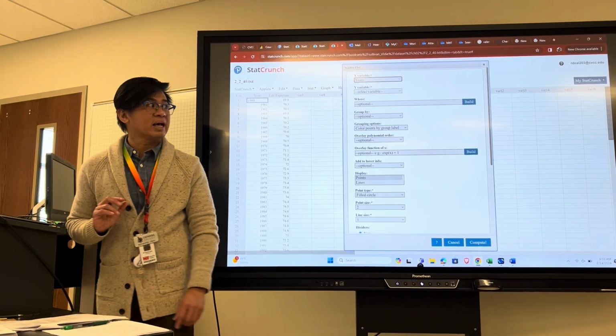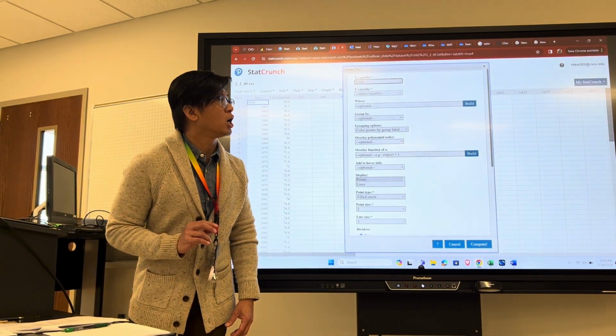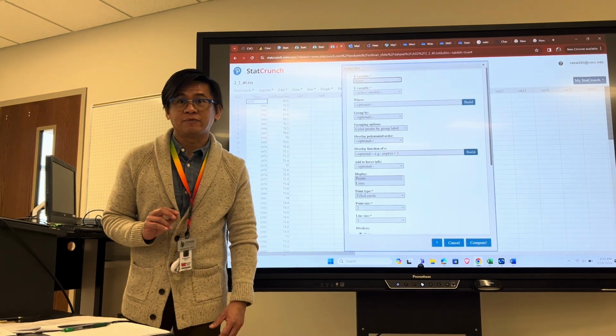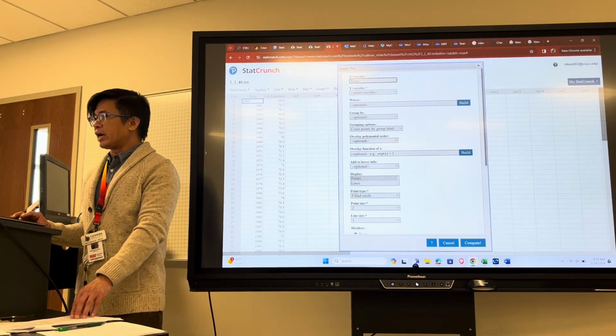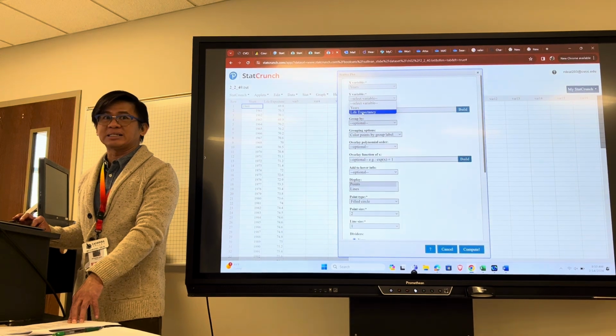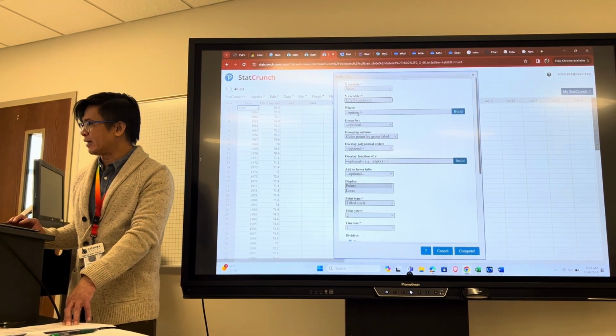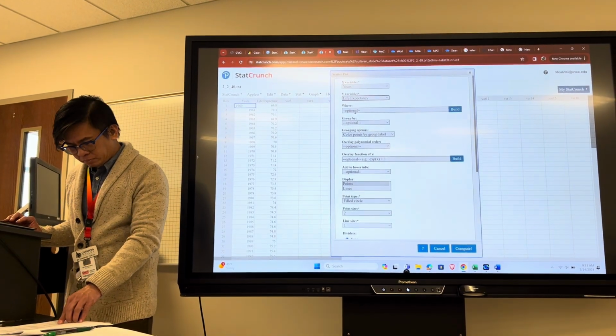So again, the x-axis should always be the what does it say? Time for x-axis, right? Now the y variable will be the life expectancy. Okay, guys. Next one.